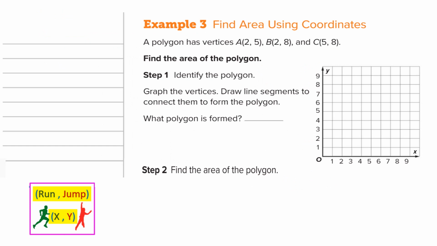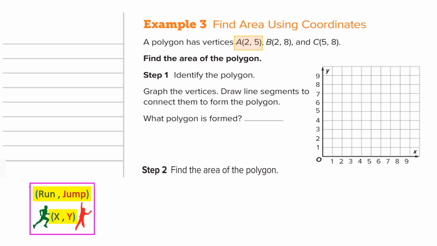All right. So when we're doing this particular example, it says identify this polygon: graph the vertices, draw line segments to connect them to form the polygon, and tell what polygon is formed. So it appears that we're doing something different. Notice we only have 3 points. All right. Shouldn't be difficult because we know how to plot on a coordinate plane.